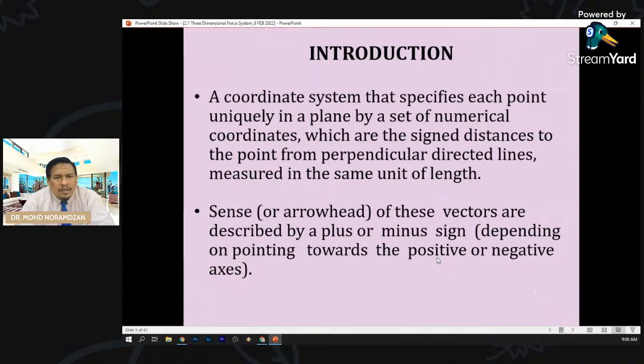Introduction. A coordinate system that specifies each point uniquely in a plane by a set of numerical coordinates, which are the signed distances to the point from perpendicular directed lines, measured in the same unit of length. The sense or arrowhead of this vector is defined by a plus or minus sign, depending on pointing toward the positive or negative axis.